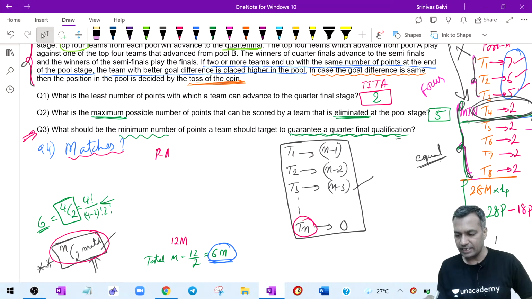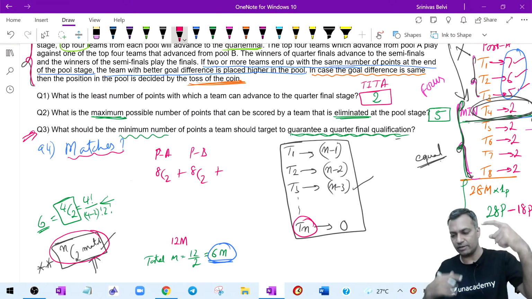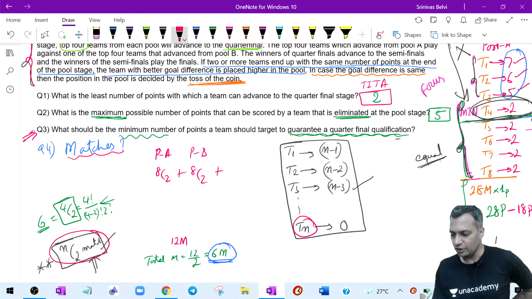Pool A. All right, in Pool A, there are 8C2 matches. Pool B, there would be 8C2 matches, right? Pool B also round robin, they will play 8C2 matches, right? And then you will say that a quarterfinals, 4 matches, because 4 plus 4, 8 teams will qualify. Therefore, there will be 4 matches. Semi-final, 2 matches. Finals, 1 match, right?